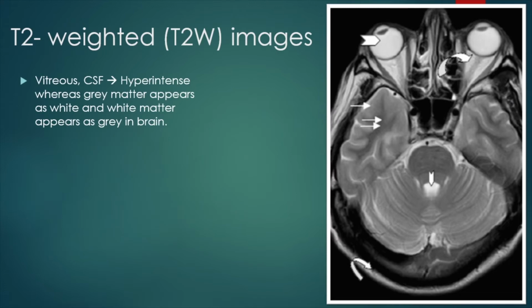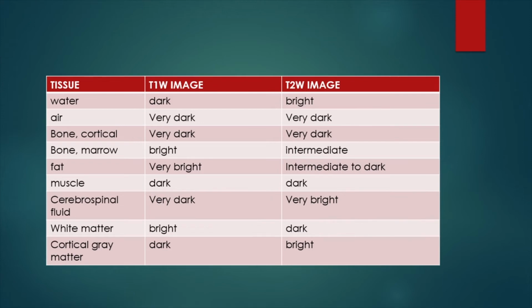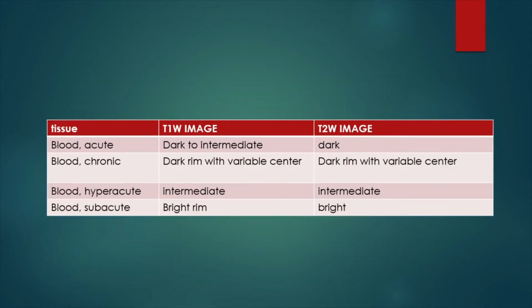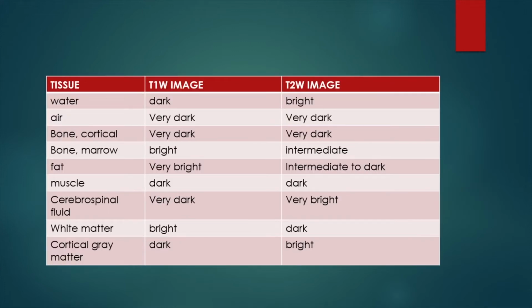So this is the axial T2 weighted image showing the orbit and the brain. As the image shows, the vitreous and the CSF appear hyperintense, and the gray matter appears white, and the white matter appears grayish in the T2 weighted image. And so this is the difference between a T1 weighted image and T2 weighted image for normal structures. So the water appears darker in T1 weighted image and brighter in the T2 weighted image.